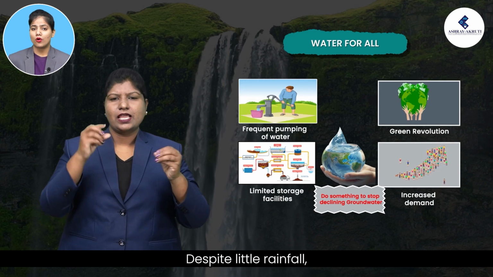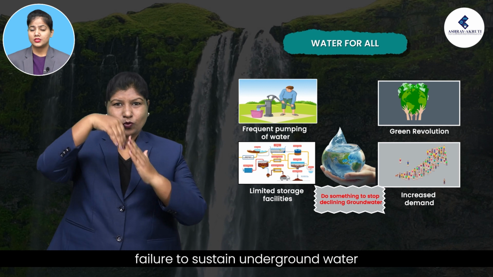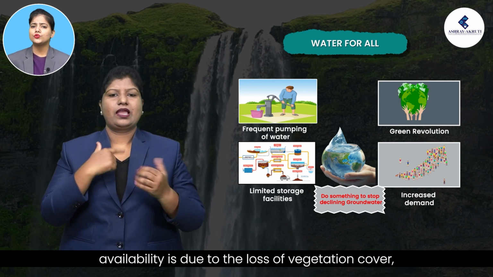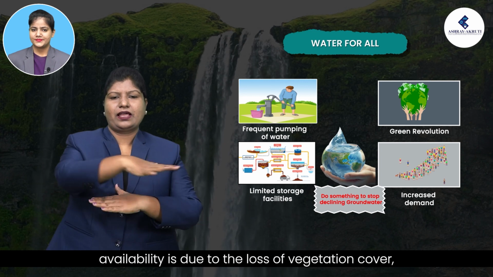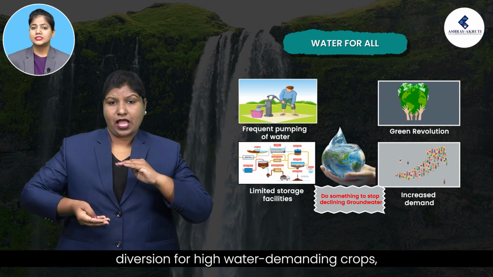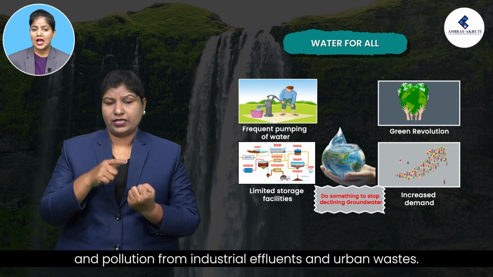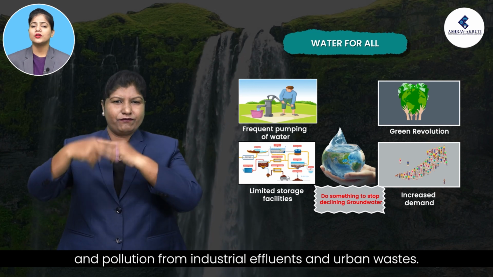Despite little rainfall, failure to sustain underground water availability is due to the loss of vegetation cover, diversion for high water demanding crops, and pollution from industrial effluents and urban wastes.